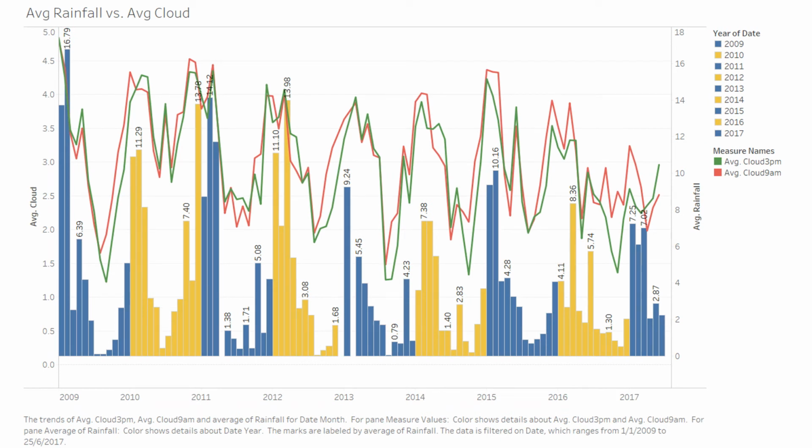This figure illustrates how line encodes the trend of average cloud intensity at 9 a.m. and 3 p.m.